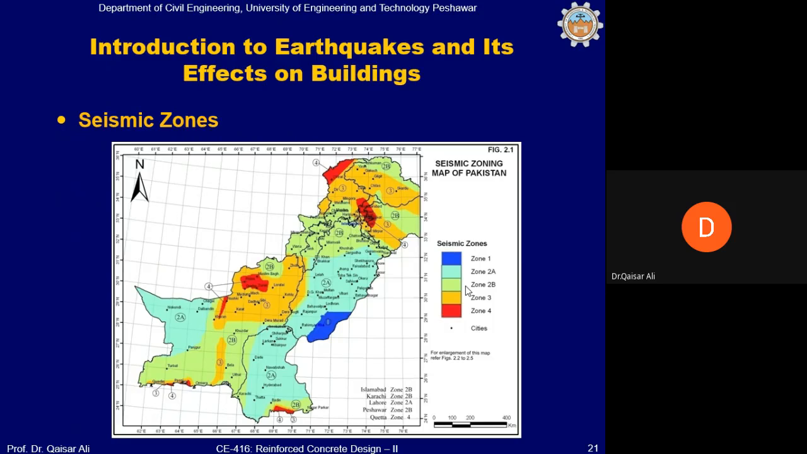Okay, these zones are shown in the map. You can see that most of the Punjab province lies in the lower moderate zone, zone 2A, with this light blue color. Okay.